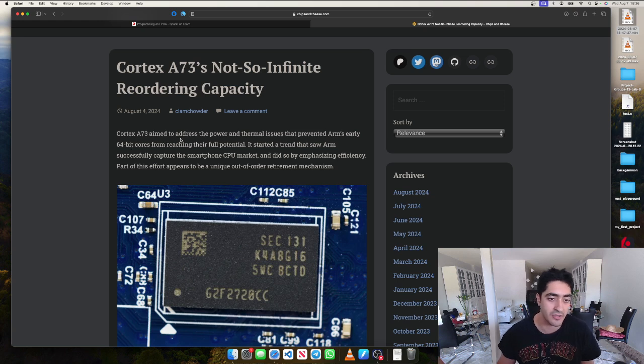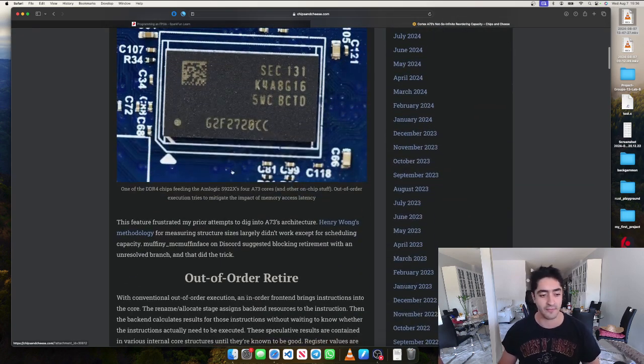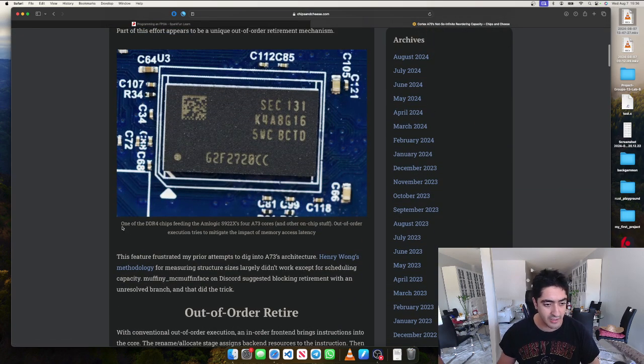Cortex A73 aimed to address the power and thermal issues that prevented ARM's early 64-bit cores from reaching their full potential. It started a trend that saw ARM successfully capture the smartphone CPU market and did so by emphasizing efficiency. Part of this effort appears to be a unique out-of-order retirement mechanism. So I believe this is one of the DDR4 chips fitting the Amlogic S922X, with A73 cores and other on-chip stuff.